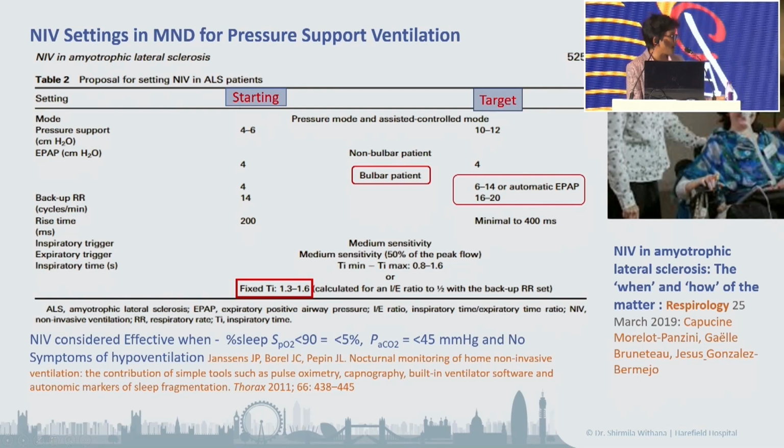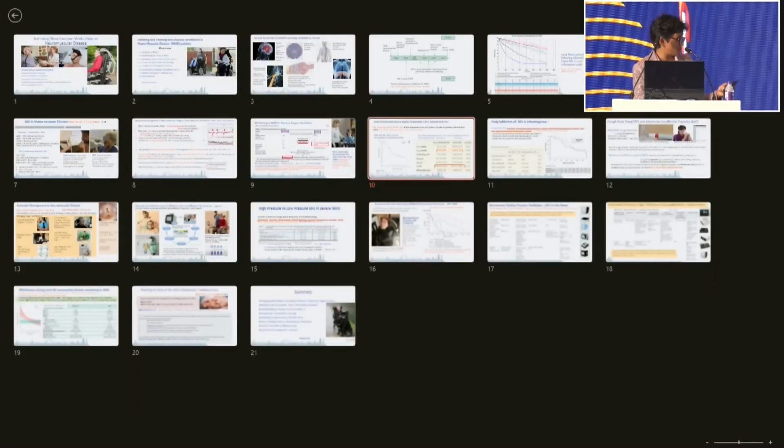This is how you target your treatment. And you can see you use either your oximetry cutoff values or your PCO2. This is generally what we tend to use to see whether they are responding to treatment. Next, I'm showing.